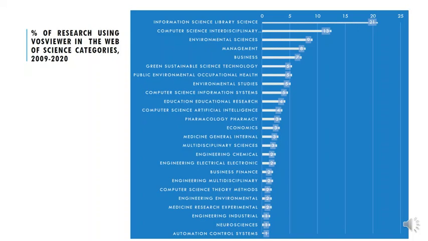This graph also shows that research in categories related to environmental science, engineering and medicine does not yet have many studies using VOSviewer in recent times. For example, only 9% of research that used VOSviewer in the last 11 years is in environmental science, and only 1% in the automation control systems discipline. This concludes that there is still opportunity to publish reviews using VOSviewer in the categories mentioned.